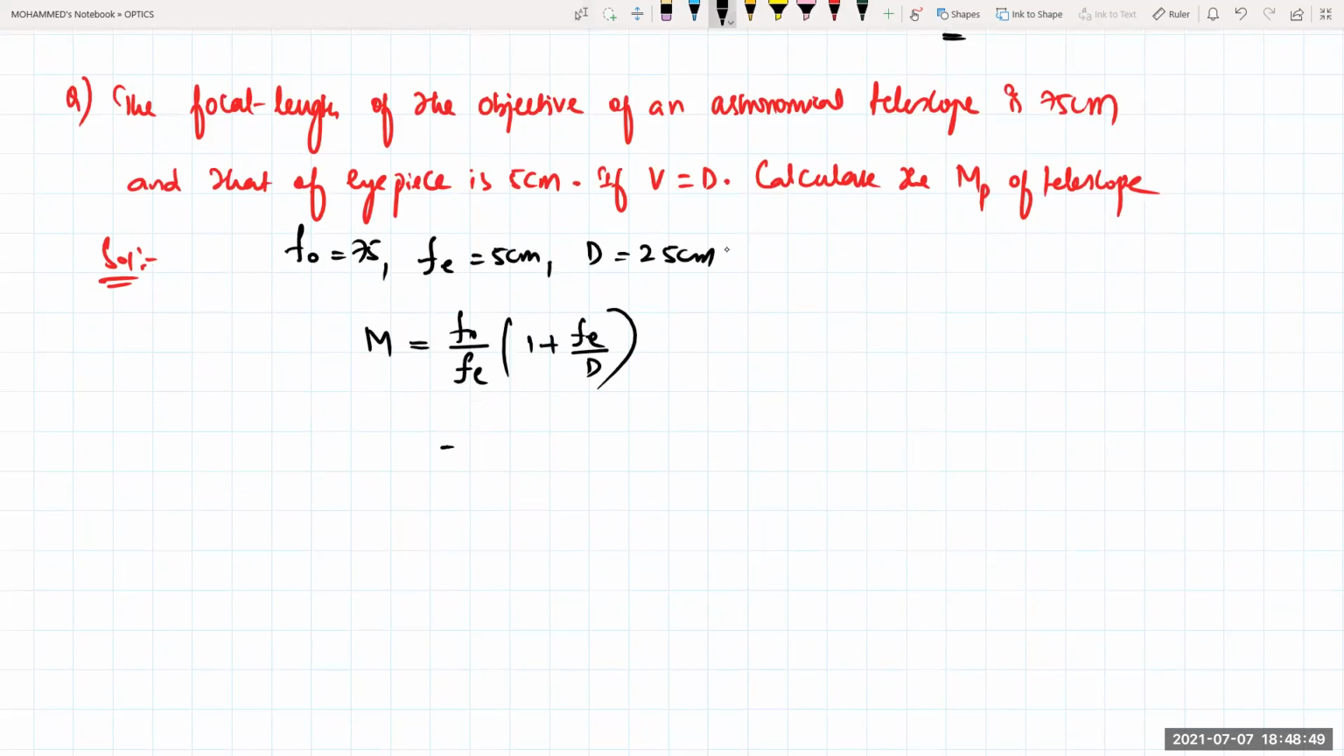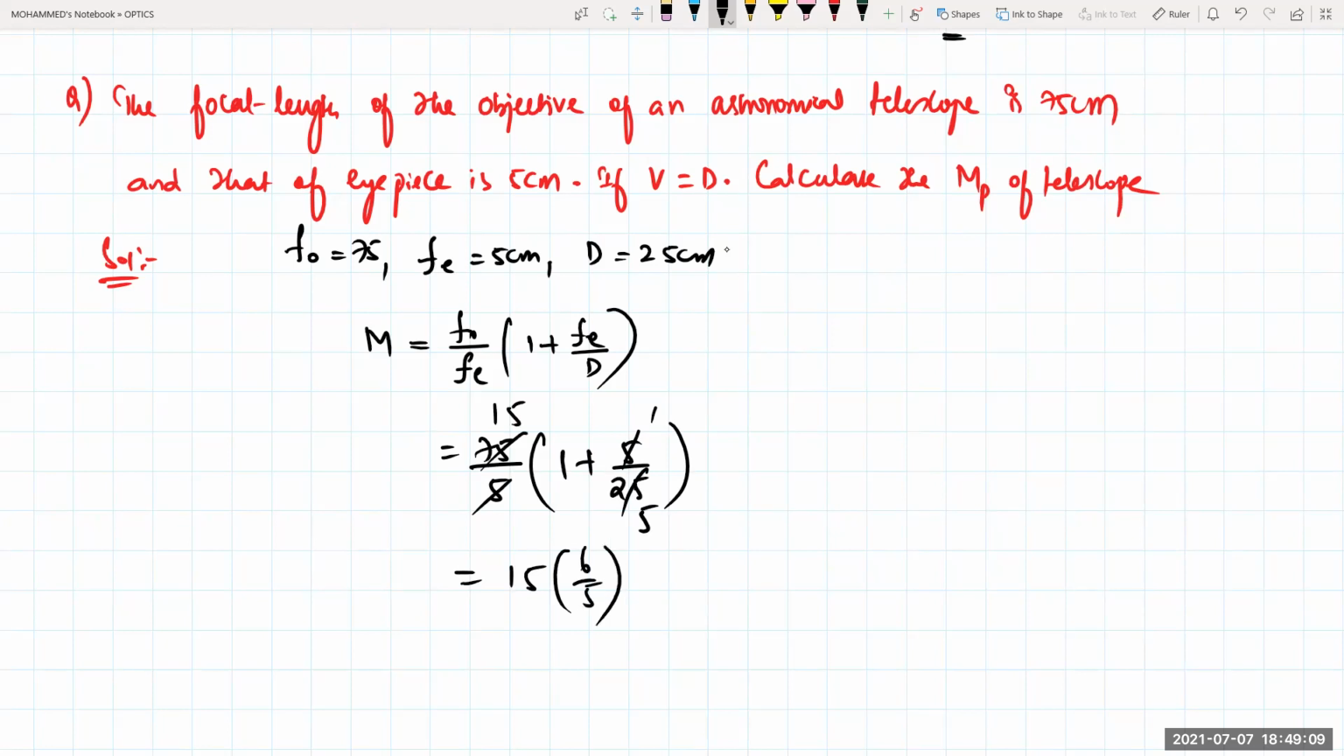Now for this one, the focal length of the objective is 75. This one is 5 into 1 plus FE, which is 5, divided by 25. 5 ones are 5, 15s are 5 into 6 by 5, so 5 ones are 5, 3 sixes are 18. That means 18, sir, or minus 18. Okay?